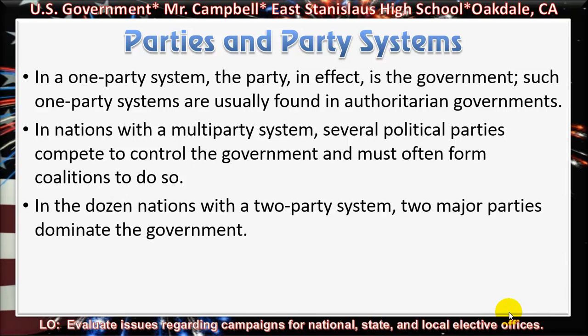In nations with a two-party system, two major political parties dominate the government, and that's really the situation we have in the United States. We have two major political parties, and although, as we often see, the two major political parties end up polarizing the American people and make it difficult for anything to get accomplished as well.